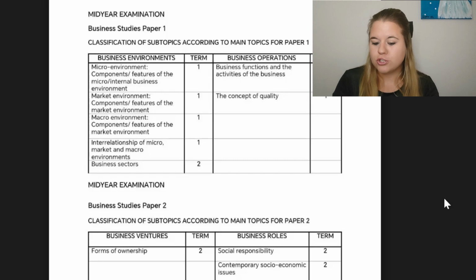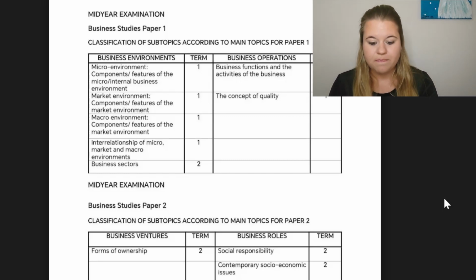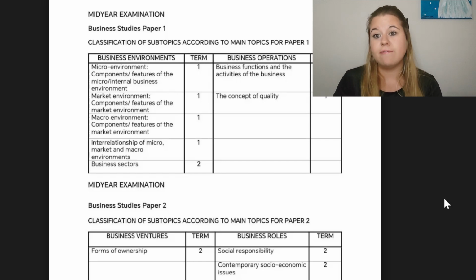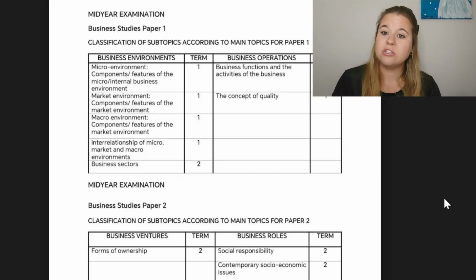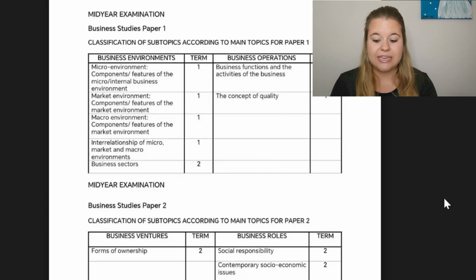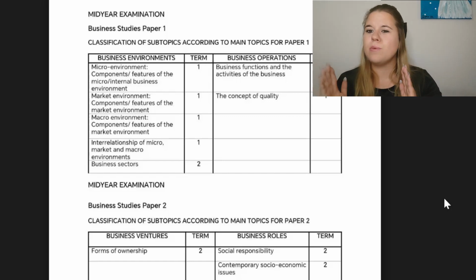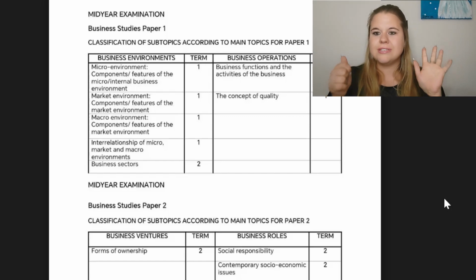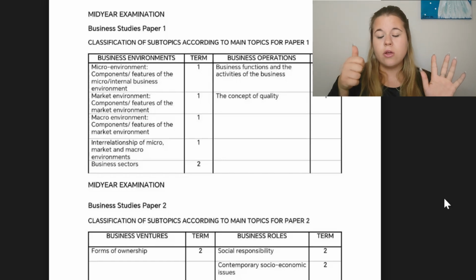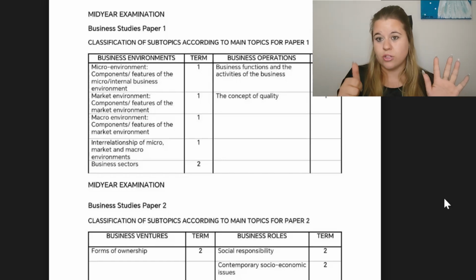All right, so paper 2, we have business ventures and business roles. So on business ventures, we have forms of ownership. On business roles, we have social responsibility and contemporary socio-economic issues. All right, so once again, how does this work? We work left to right. So 6 questions. Question 1, we said, is mixed. So it's all the chapters.